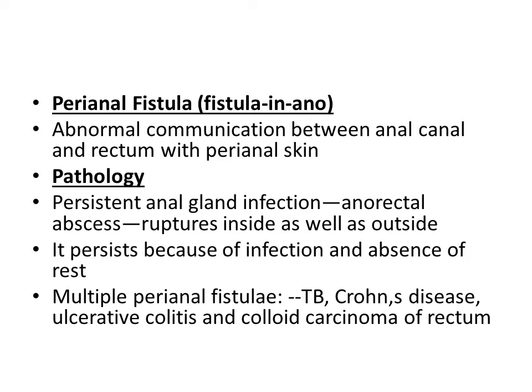Pathology is there is persistent infection of the anal glands. It leads to ischiorectal abscess formation, which ruptures, one end opening into the anal canal or rectum and the other end opening onto the skin. It persists because of infection and absence of rest to the area. Multiple perianal fistulas always consider some chronic illness such as tuberculosis, Crohn's disease, ulcerative colitis, or colloid carcinoma of rectum.